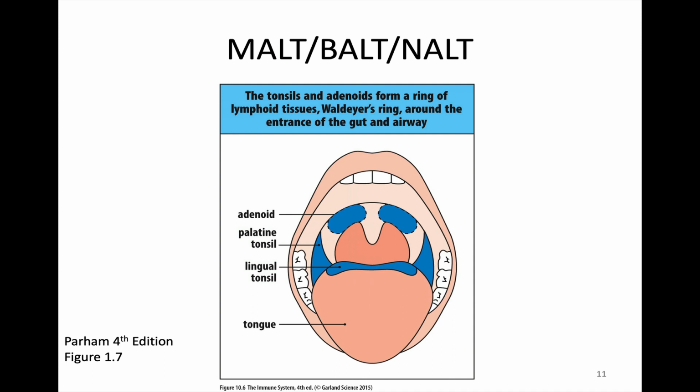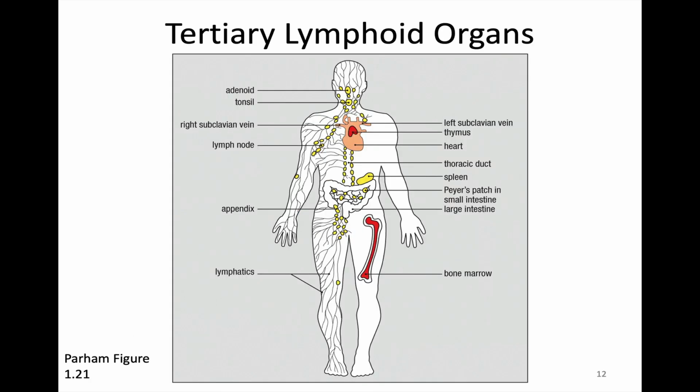And this is just showing you some examples of gut-associated lymphoid tissue, the adenoid and the tonsil, that can also function as mini types of lymph nodes. So that's the definition part for secondary lymphoid organs. I've also given you a definition for primary lymphoid organs.